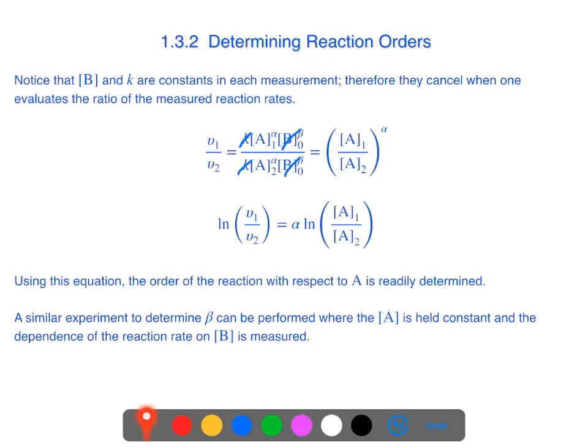Now we can carry out a similar experiment to determine beta, and that can be performed where the concentration of A is held constant and the dependence of the reaction rate on B is measured. Or, if you wish, you can use the original expression, but now that you've solved for alpha, you can determine beta as the only variable that is unknown.